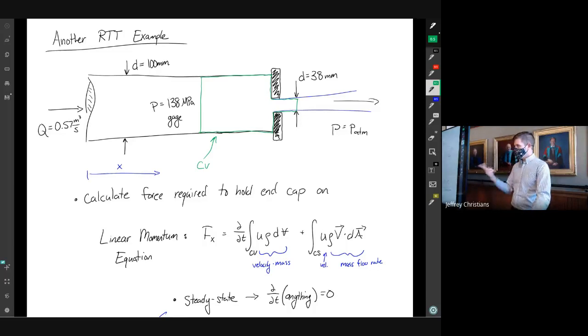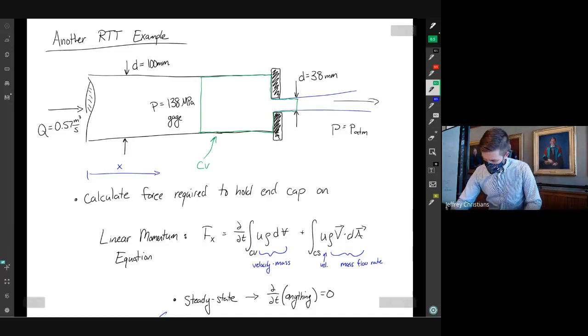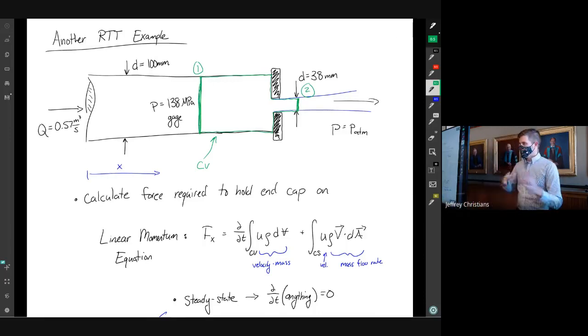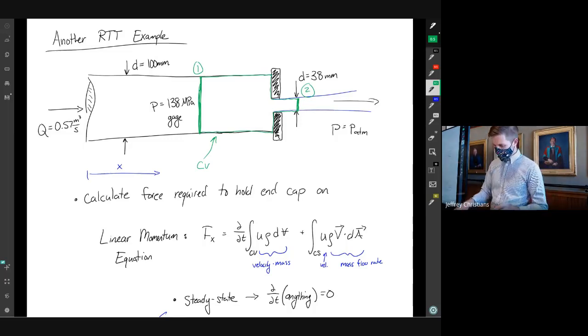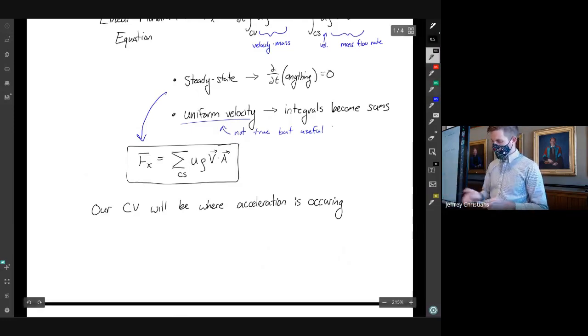there are two control surfaces. Control surfaces are where things are going in or out. So two control surfaces: this would be surface 1 on the left, this would be surface 2 on the right, where you actually have stuff entering and leaving that control volume. So the control volume is the fluid itself. It's that funny shaped box where all of our accelerations are occurring inside of that box.